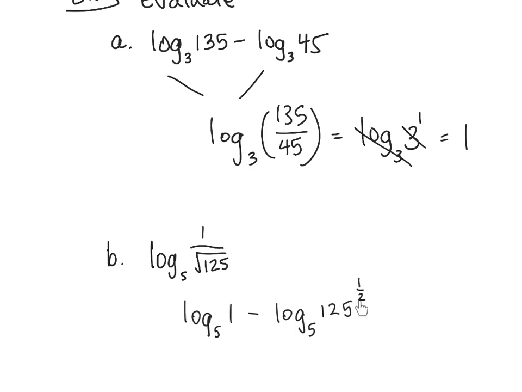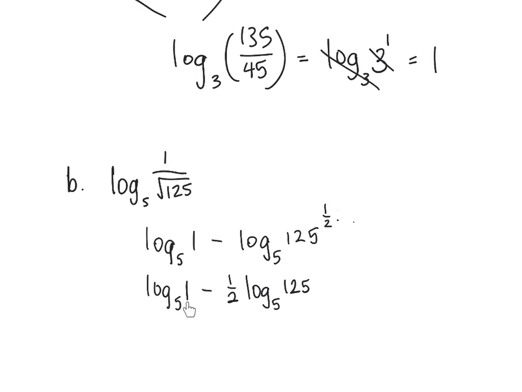Now, this actually can be a property, the power property, property number 3. These bases here don't match, log base 5 and then 125 to the 1/2. These aren't matching bases, but it has an exponent, so you can take this exponent and move it down to the front of the logarithm. So log base 5 of 1 minus 1/2 log base 5 of 125.